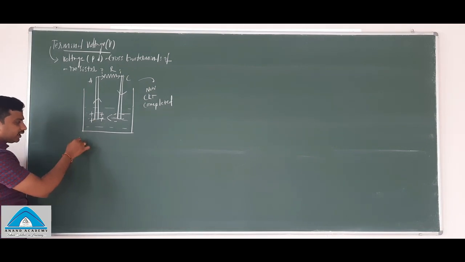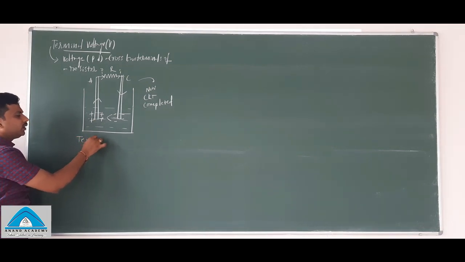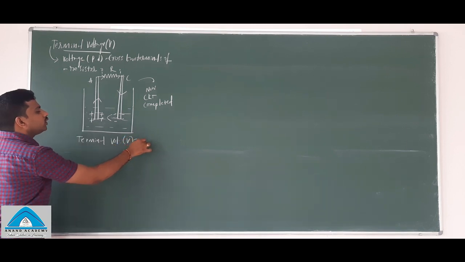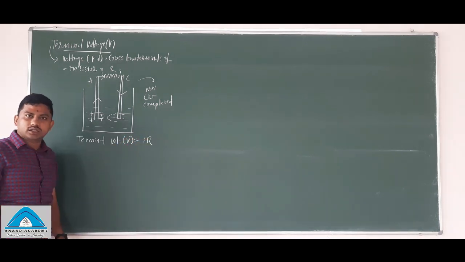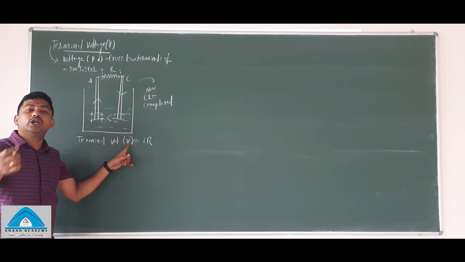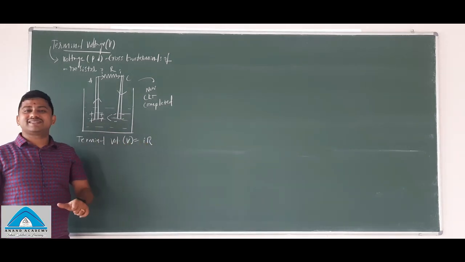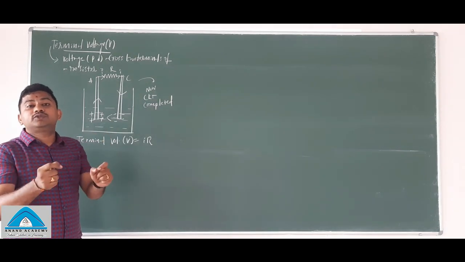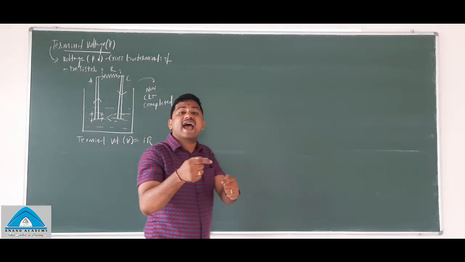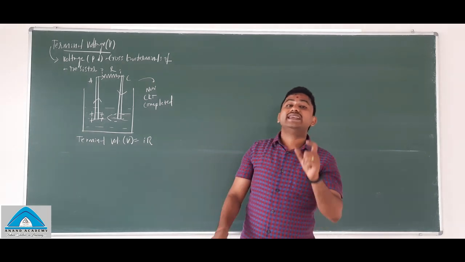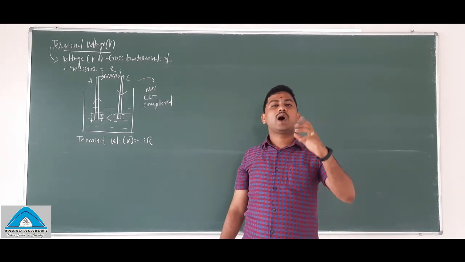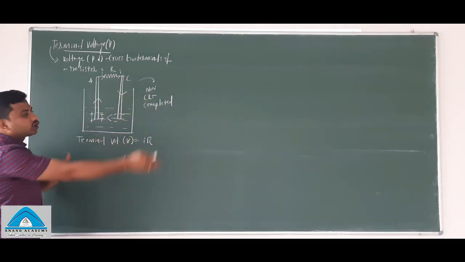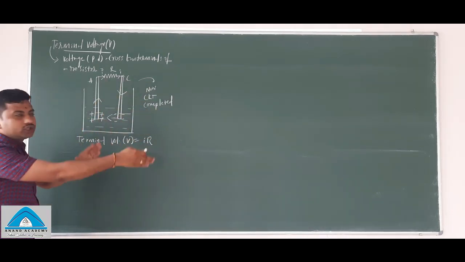Okay. So now I am writing here. The terminal voltage V is equal to I into R. Right. So this is the terminal voltage in terms of external resistance. The same terminal voltage can be written in terms of internal resistance as well as EMF. How is that? Let's see. The same circuit I am just redrawing.